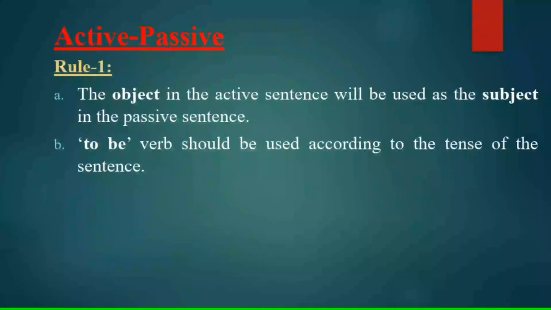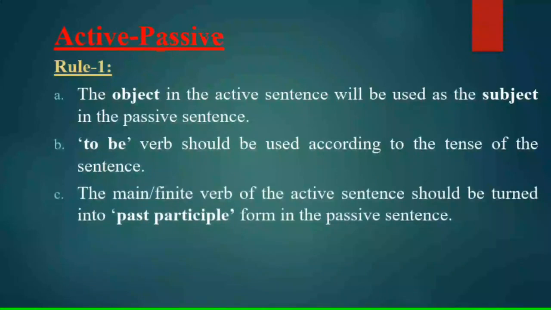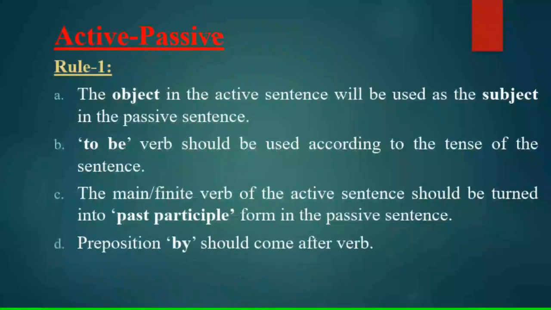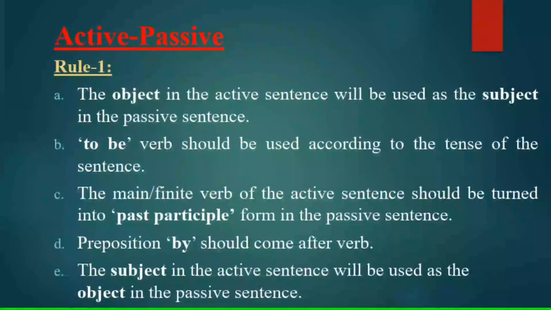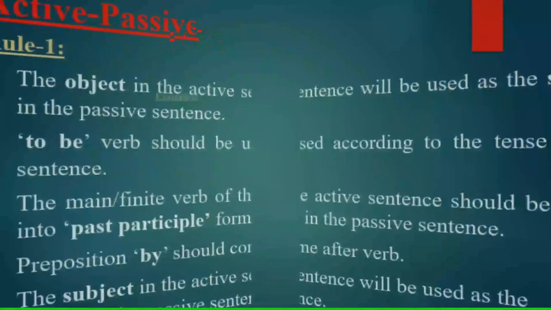To be verb should be used according to the tense of the sentence. The main or finite verb of the active sentence should be turned into past participle form in the passive sentence. Preposition by should come after verb, and the subject in the active sentence will be used as the object in the passive sentence. So now we'll see 2 examples on the basis of this rule.